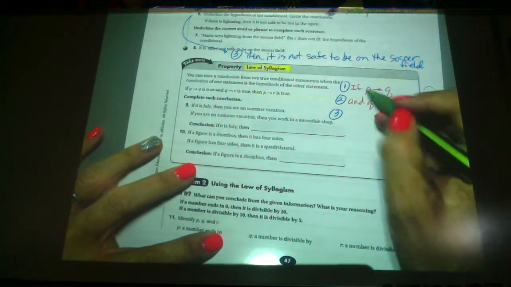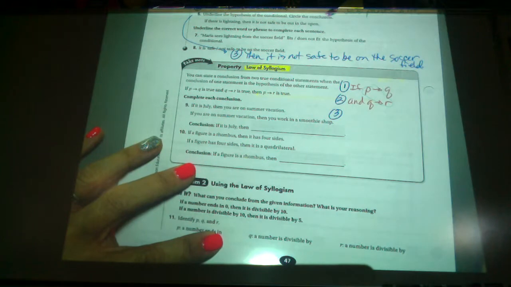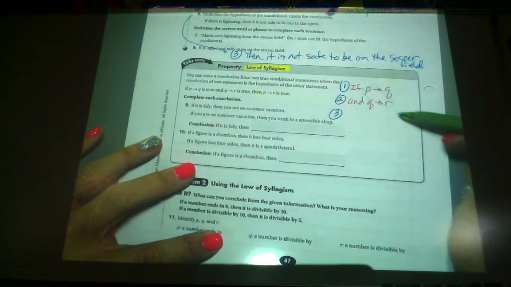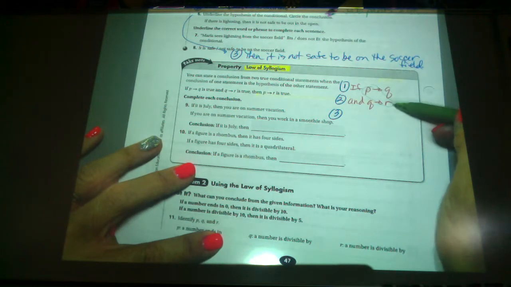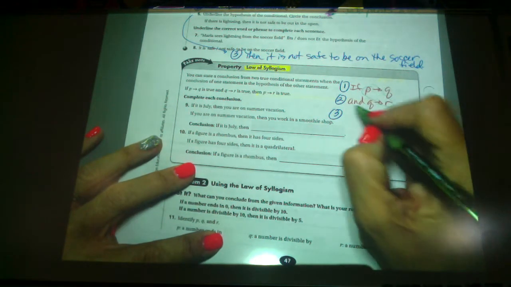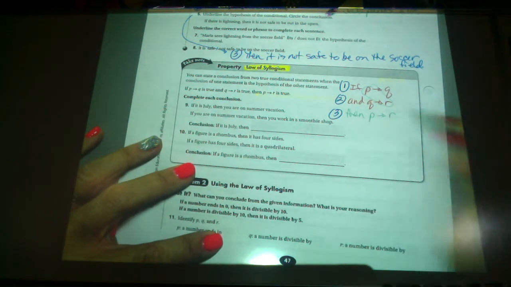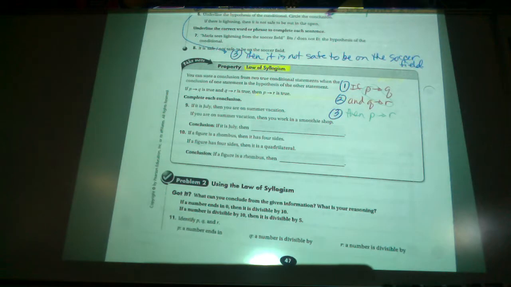So then you're going to just put these two together, because those are the two that are not overlapping. The if statement that you start with and the conclusion that you end with on the second statement, you're going to put those together. So you're going to put them together as if P, then R. So this is a statement that you are coming up with.